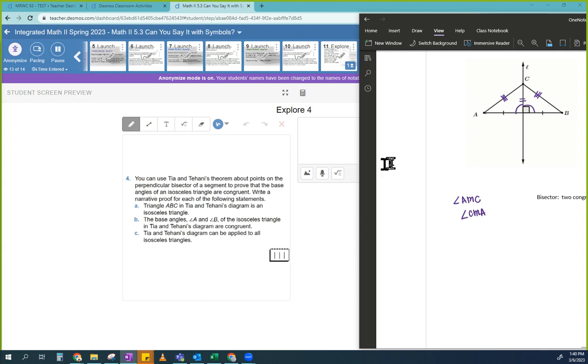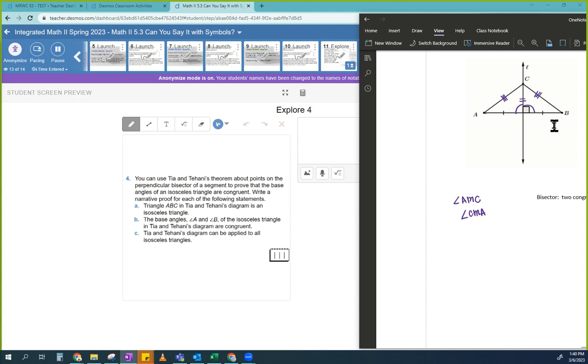Everyone say base. Base. Where do you think the base angles are of your isosceles triangle ACB? Where are your base angles? Angle what? Name one of your base angles. Just guess, I haven't told you this, but just guess. Yes, very good. A and B.